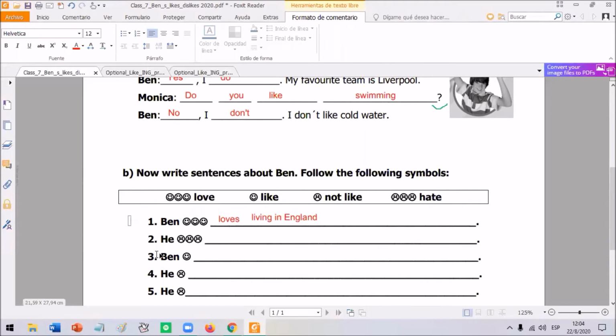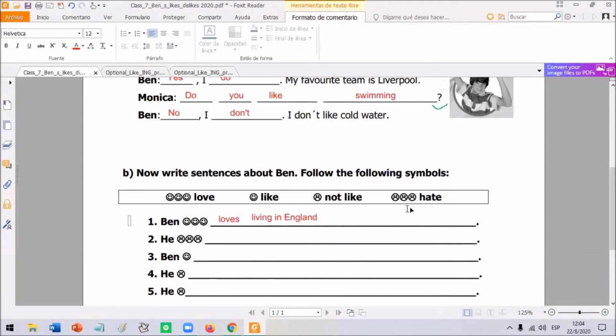Let's take a look at number two. Now it says he, but we know we are talking about Ben. Usamos he solo para no repetir su nombre. And now look at the faces, three sad faces. What do they represent? Which of these actions?